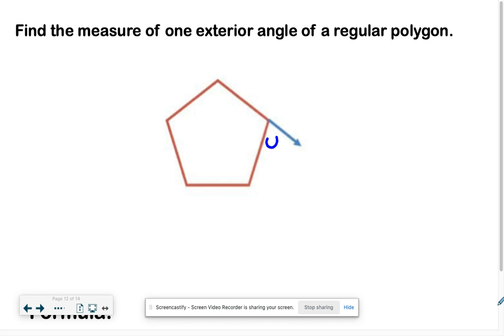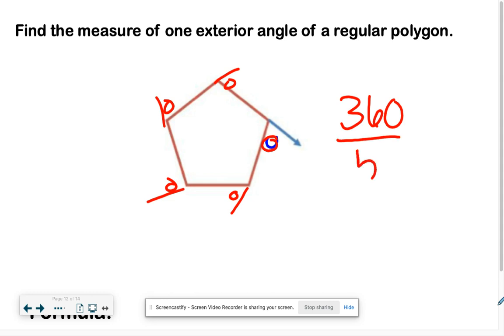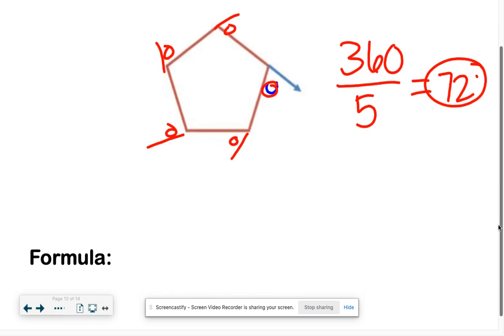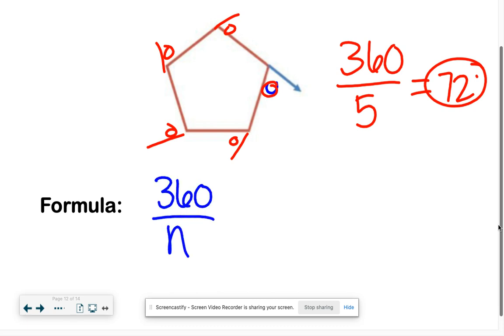Okay, if we wanted to find one exterior angle of a regular polygon, so all of these angles here would be the same, what would we have to do to our 360? If they all have to be the same. Divide it by how many there are. So there's 5 angles there, so what's 360 divided by 5? Yes. You're on it today. So our generic formula for that would just be 360 divided by how many sides we have.